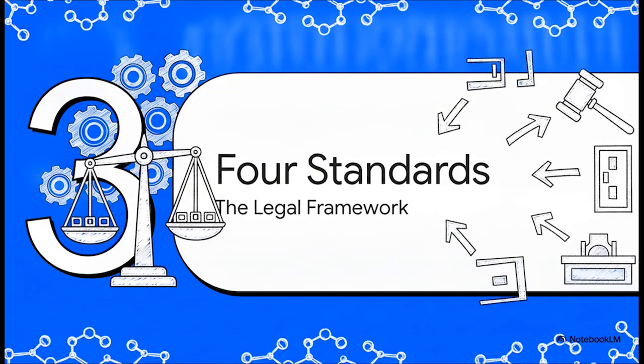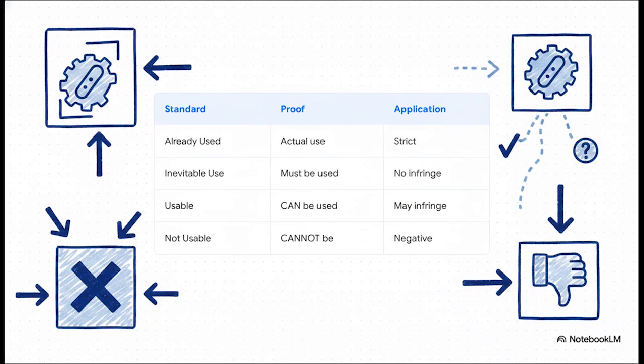Section 3. 4 Standards of Infringement, the legal framework. Now that we know what these features are, how do Chinese courts actually test for them during a trial? Well, theory and practice have given us a highly structured legal framework consisting of 4 distinct criteria. Let's walk through how these 4 standards map out, kind of like a sliding scale of proof.